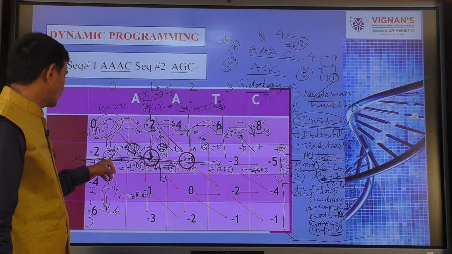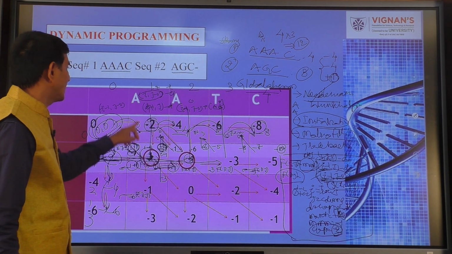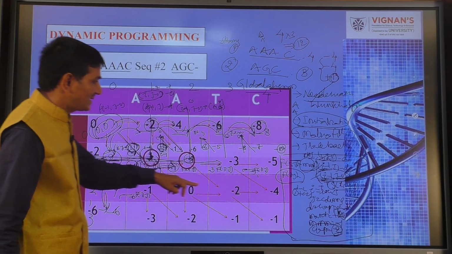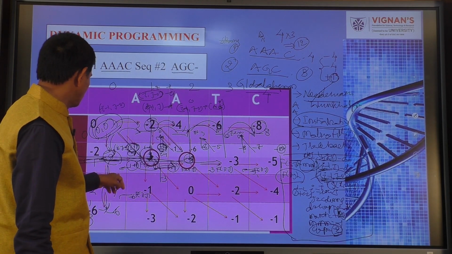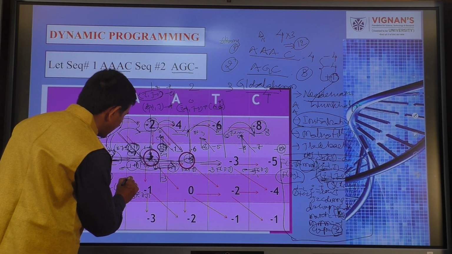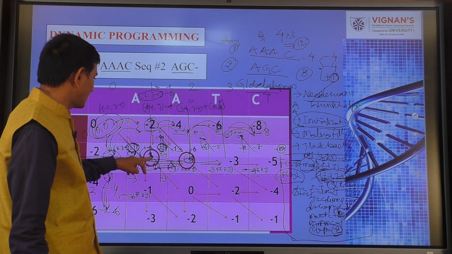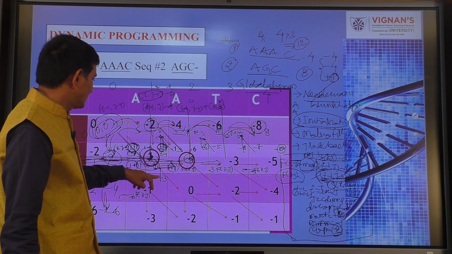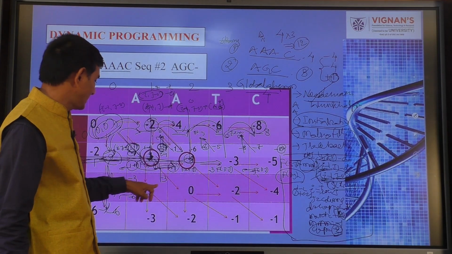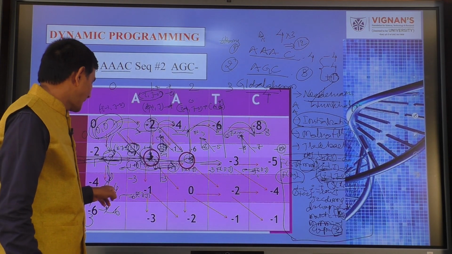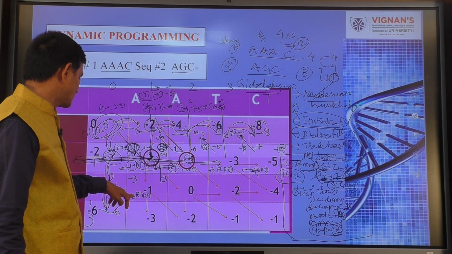Next, change in both row and column, the diagonal value, that is minus 2. Coming to the row coordinate is g and column coordinate is a. So, g versus a is mismatch, the value assigned for mismatch is minus 1. So, minus 2 plus minus 1 is minus 3. So, change in row i minus 1 comma j, the value in the i minus 1 box is 1, and then the gap penalty is minus 2. So, 1 minus 2 is minus 1. Change in column, that is i comma j minus 1, value is minus 4, gap penalty of minus 2. So, minus 4 minus 2 is minus 6.